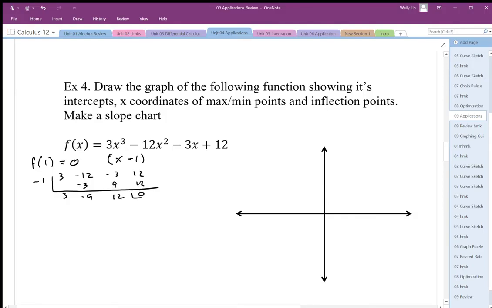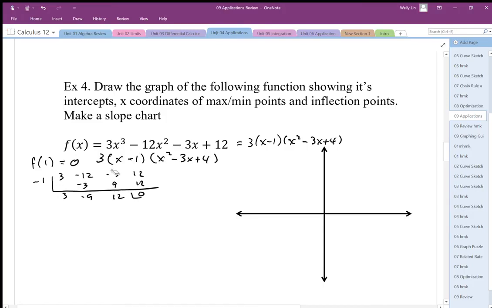So my quadratic ends up being 3. Oh, I should have factored my 3 out of here. I'm just going to put the 3 out here. So 3 is going to be x squared minus 3x plus 4. So the final factored form of this is going to be 3 bracket x minus 1, x minus... well, that's not factorable, is it? So it's x squared minus 3x plus 4. I think that's right.